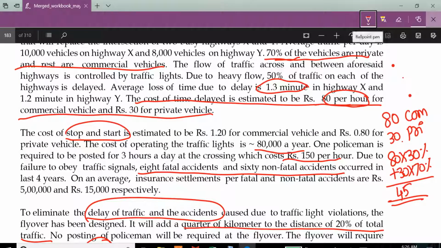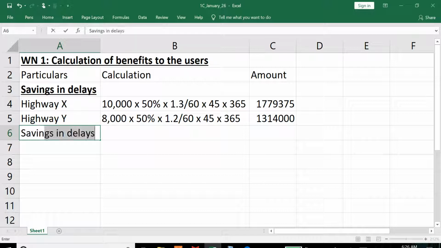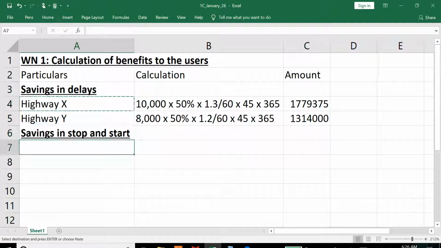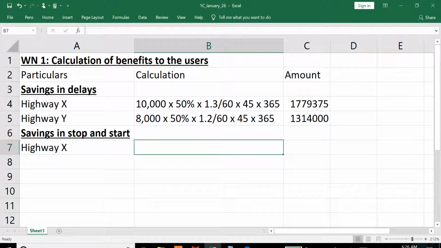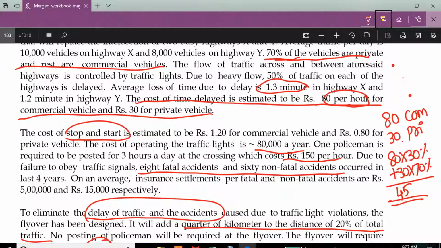Okay, next another saving which will come to the user is saving of the stop and start. So next, savings in stop and start. Now listen again, I have 10,000 vehicles, 50% of them are going to delay this.